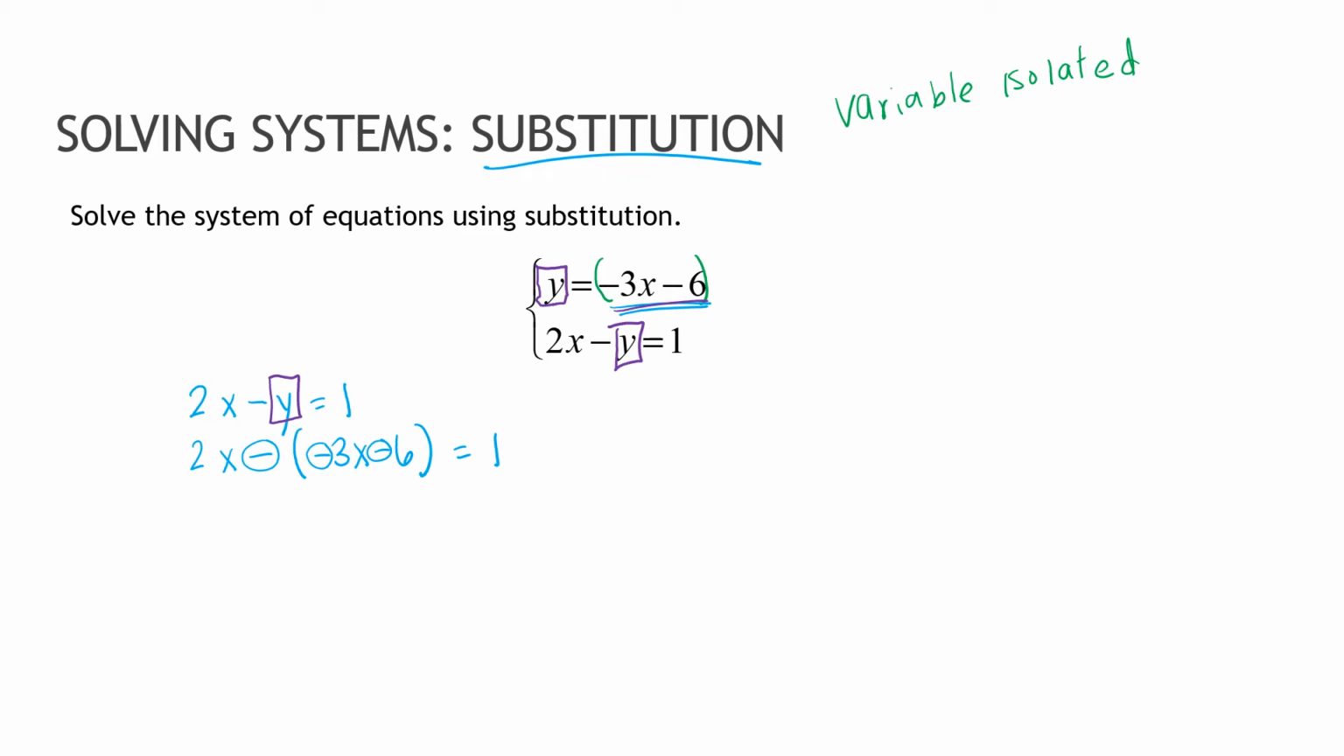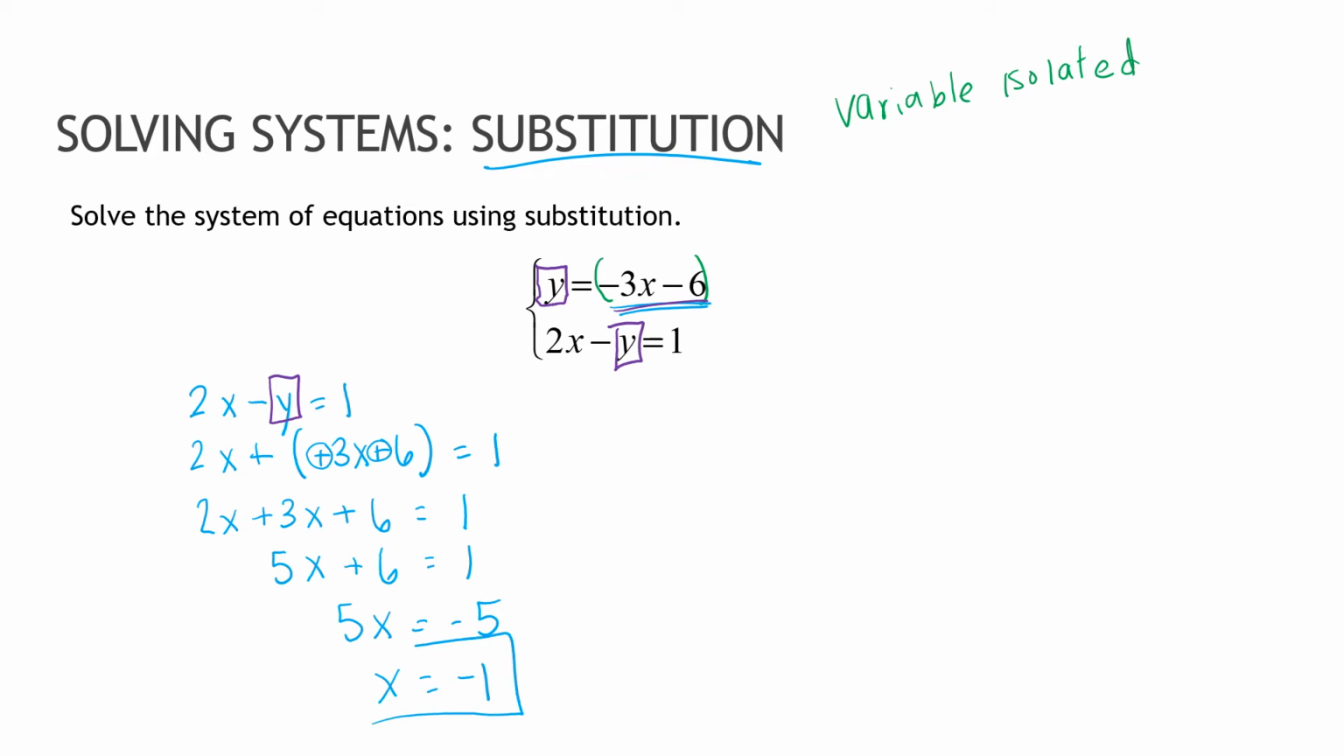So now, as you can see, using substitution, I only have one variable. I have the variable x. So now I'm going to solve for that variable x. So I have 2x, I have minus negative 3x, so that's plus positive 3x. And then I had minus negative 6, so plus positive 6, equals 1. Now everything's out of parentheses. I can combine things together. 2x plus 3x is 5x, plus 6 equals 1. Subtract 6 from each side. Divide by 5.